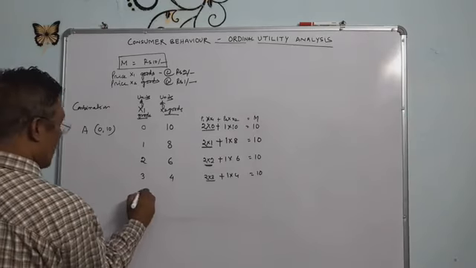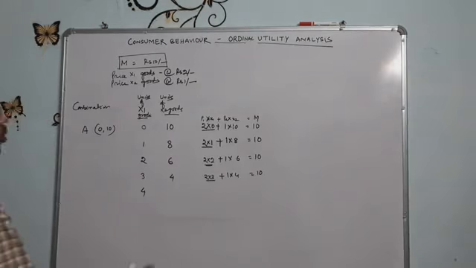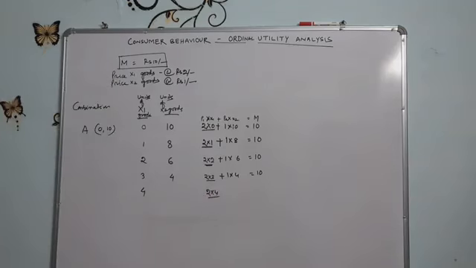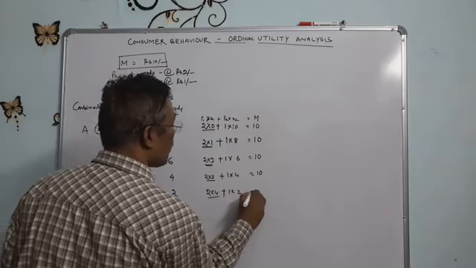If you purchase 4 units of good x1, it means 2 into 4, 8 rupees already spent on good x1. Remaining 2 rupees for 2 units, then it will be plus 1 into 2, equal to 10.